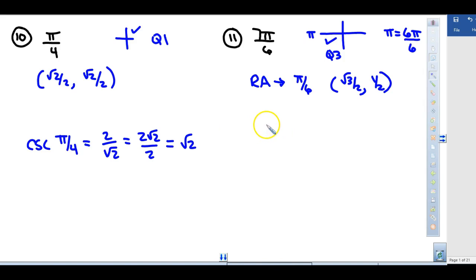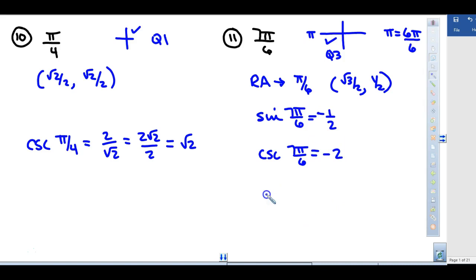So if I wanted the sine of 7 pi over 6, then that would be the y coordinate. If I wanted the cosecant of 7 pi over 6, then that would be the reciprocal. But I would have to pay attention to the signs, the pluses and the minuses. I know that in the third quadrant, my cosine and my sine are both negative. So both of these would have to be negative right here.